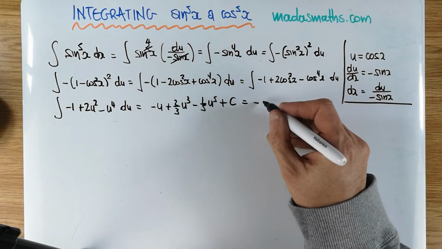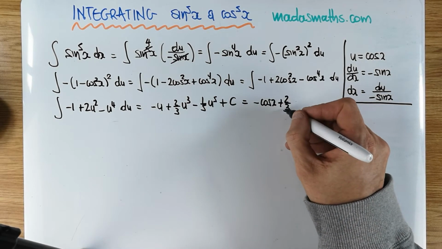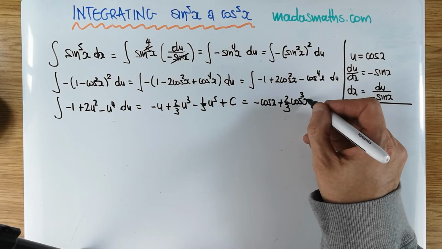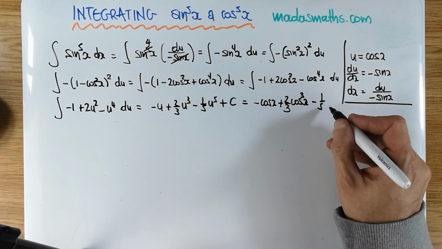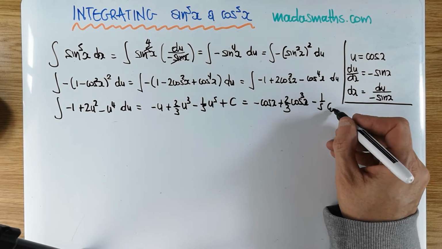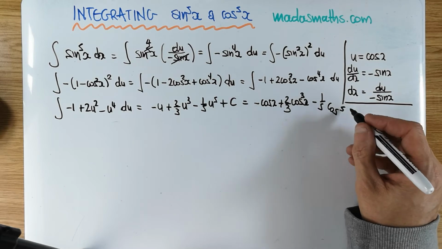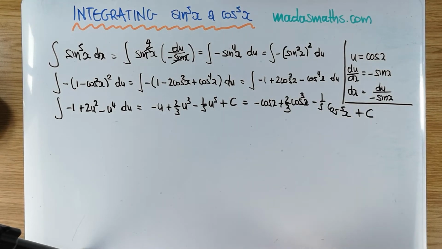So it's going to be a minus cos x plus 2/3 cos cubed of x minus 1/5 cos to the 5 of x plus c. It doesn't look like I'm going to make it, so I'm going to bend it around. I think you'll let me. That's the best I can do. Okay, so that's the sine to the 5 of x done.